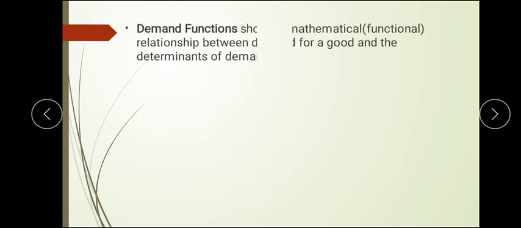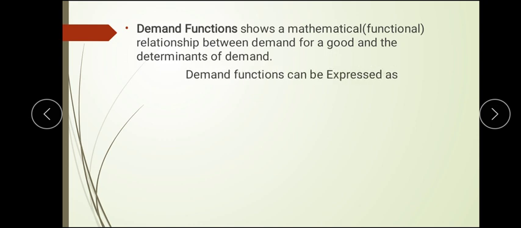Now let's see the demand function. What is the demand function? The demand function shows a mathematical or functional relation between demand for goods and the determinants of demand, or we can say the factors of demand. As we have studied in our first lecture, the factors affecting demand are known as determinants. Now all those factors, how they affect demand, is shown in a mathematical way.